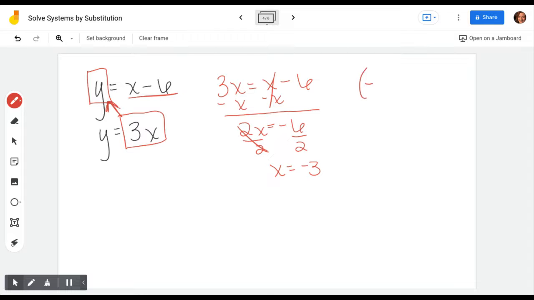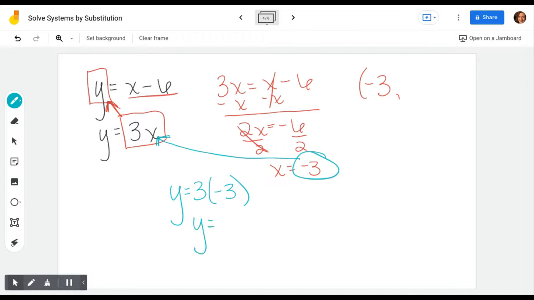There's the first half of my solution. To get the second half, I'm going to take one of those equations, and I'm going to plug in the x and solve it for y. I'm just going to use the second one like I did in the first example. So y equals, instead of 3 times x, I'm going to say 3 times negative 3. And that tells me that y equals negative 9. There's the second half of my solution.